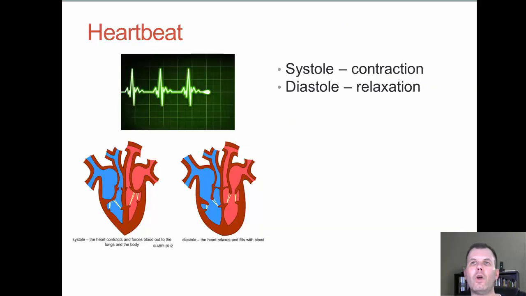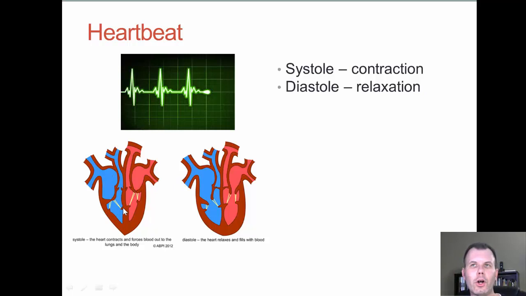Okay? So the next thing, what is the heartbeat? Well, we actually have two different descriptions of the heartbeat. You have systole, which is the contraction of the heart. That's the beat. And then you have diastole, which is basically the relaxation of the heart. So it squeezes and then releases, squeezes and releases, squeezes and releases, and that's your heartbeat. You have the two, the systole and the diastole, the contraction and relaxation of the heart. And you can kind of see here with the pictures.